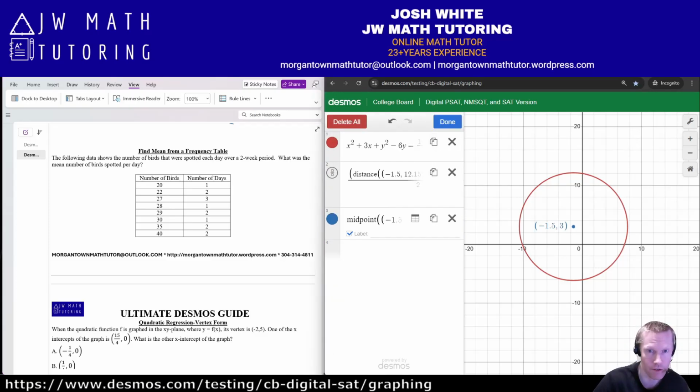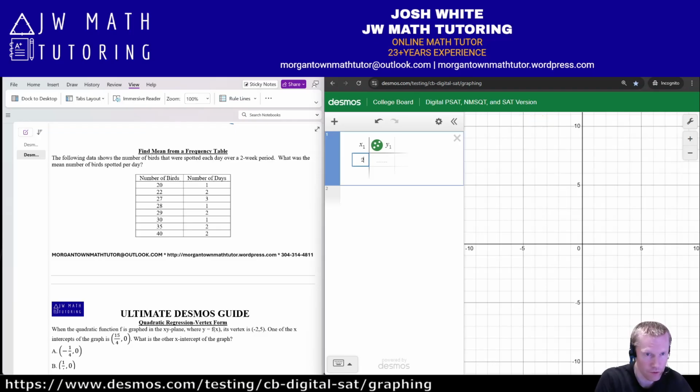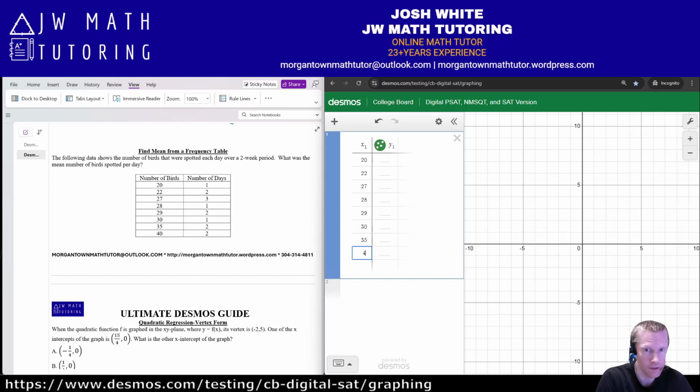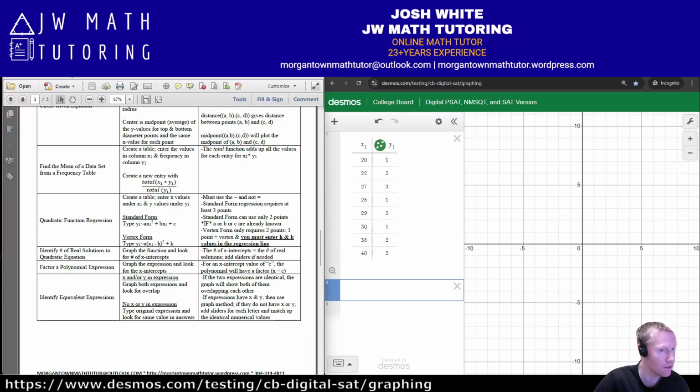So here's how we do this in Desmos. Basically, we make a table. The first column, again, is going to be the values. So I'm just going to type all these in. And then the second column, the y1 column, that is the frequency column. Again, going back to the sheet, here it's total x1 times y1 divided by total y1.